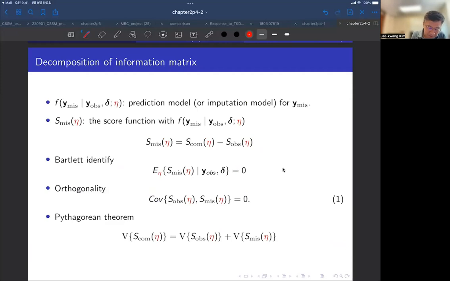Remember, this is a conditional description of the missing data given the observation. This conditional expectation involves the joint distribution, that is Y observed, Y missing.